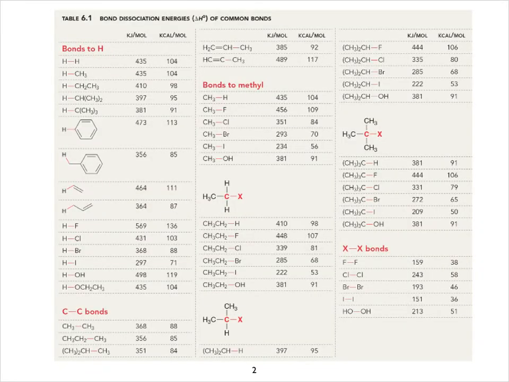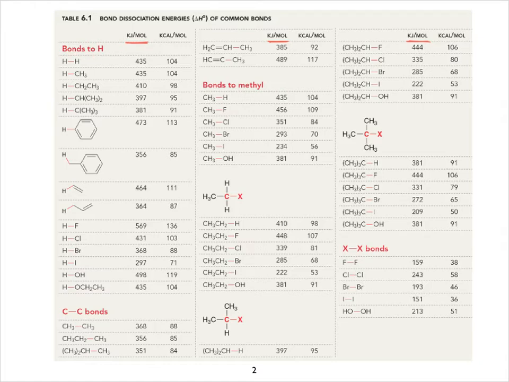Again, we're going to use the data that's presented in this table. This is table 6.1 from the Klein 3rd edition of your textbook. And again, I'm going to primarily use kilojoules per mole in the calculations that we do. It's the more accepted unit. So again, when you're looking at any sort of table, you want to understand what this means.